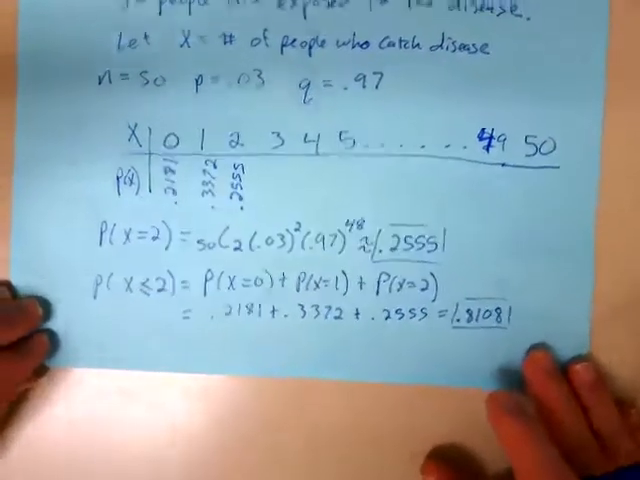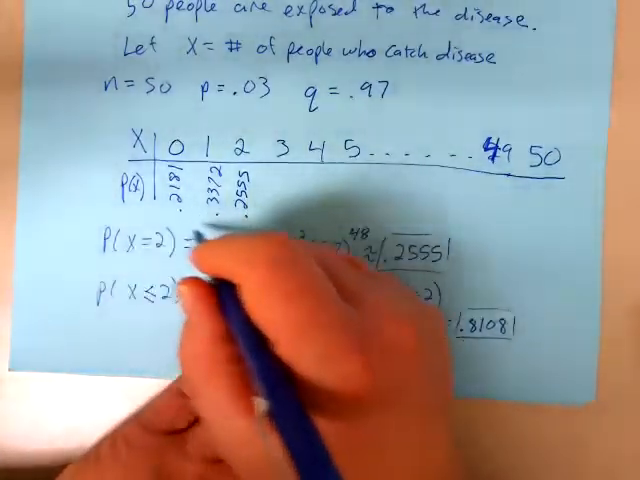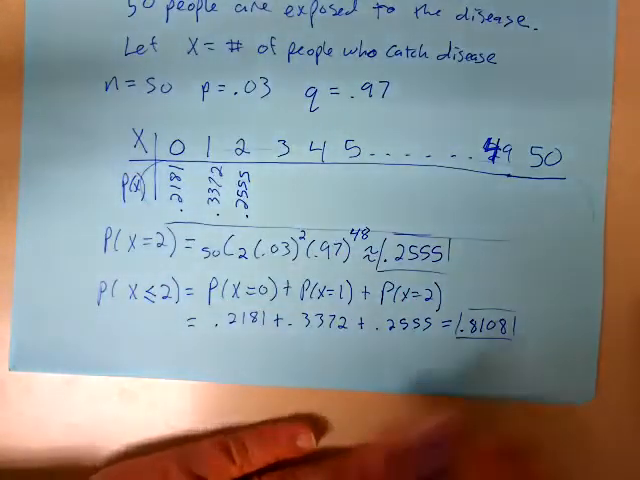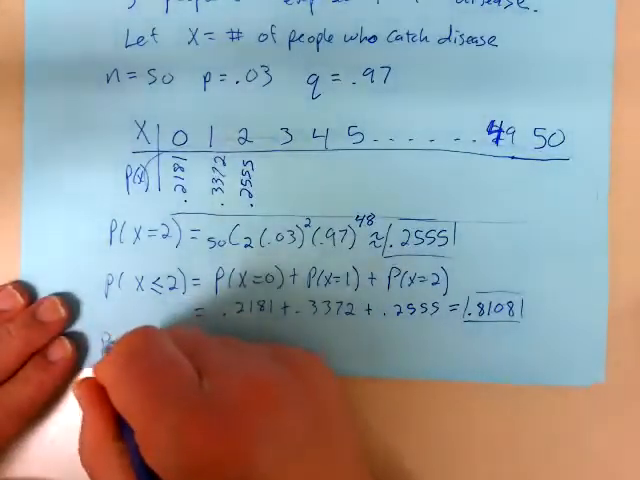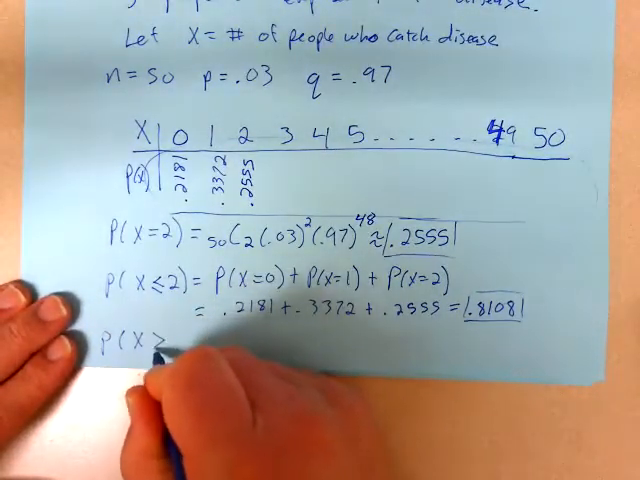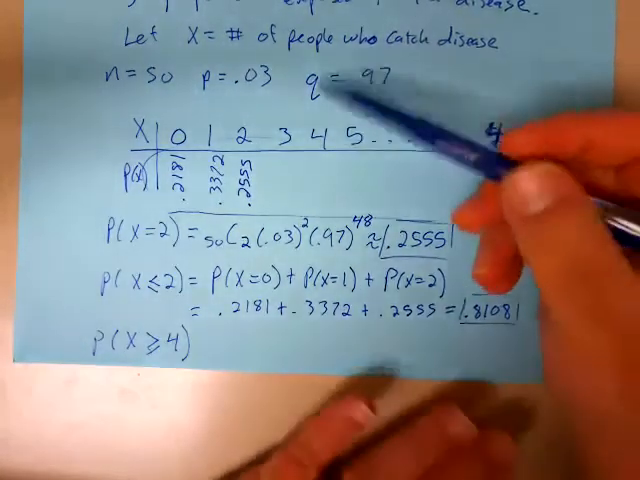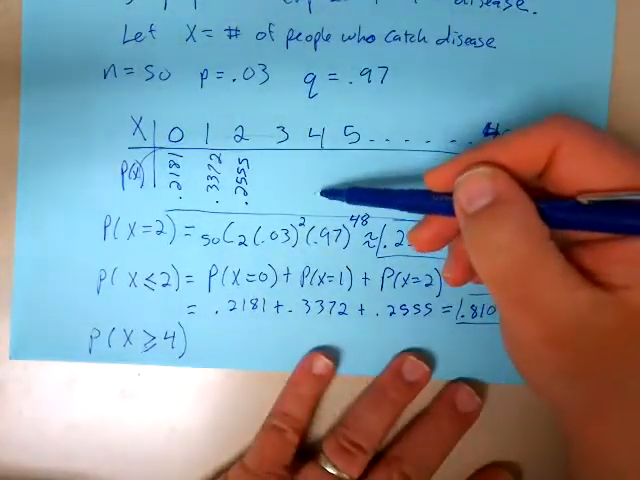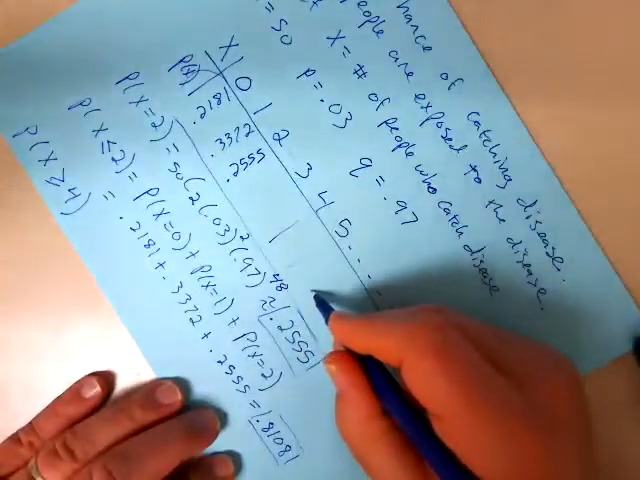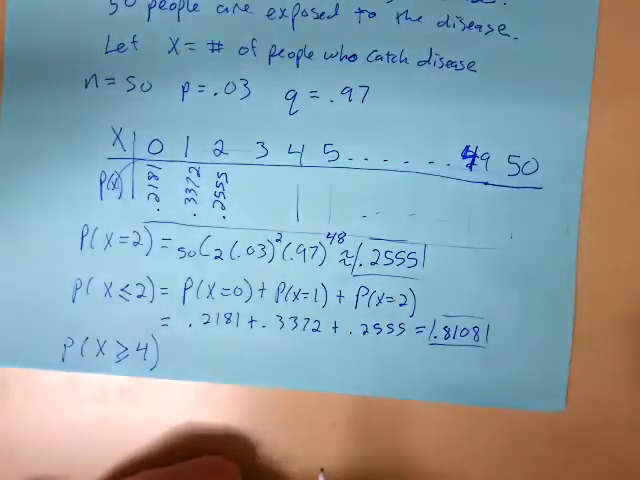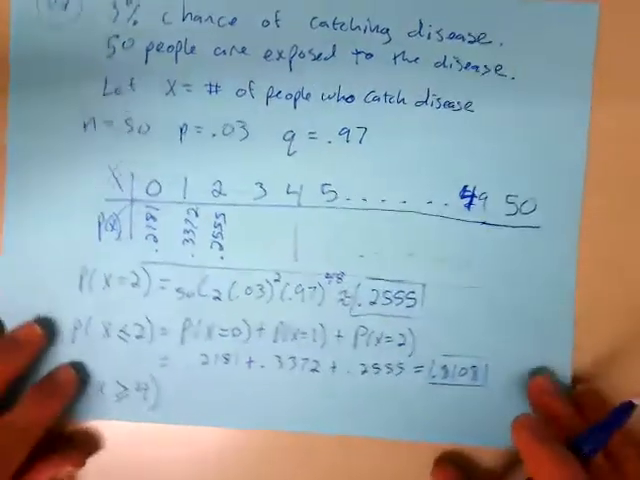Okay? So now, the other thing is that if you add up all of these probabilities, they add up to 1. And that can be very, very useful. So let me give you an example. Let's say I want to find the probability that x is greater than or equal to 4. So what I want to find is the probability of 4, 5, on up to 50, right? I want to find all of these and then add them up. Now that would take forever, and most of these are going to be very, very small.